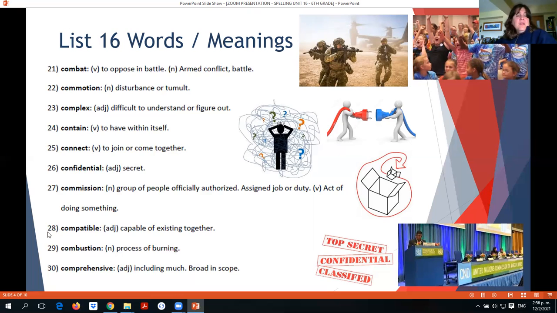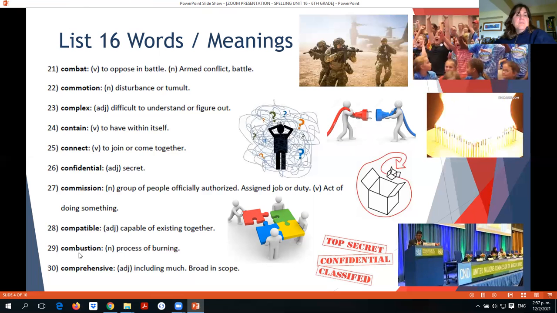When you say, for example, the commission of a crime, it means that somebody did or committed a crime. Number 28, compatible, prefix com, means capable of existing together. It's an adjective. So these puzzle pieces are compatible because they match each other. But you also refer to compatible when two people, a man and a woman, fall in love and feel they can exist together and live together because they are compatible.